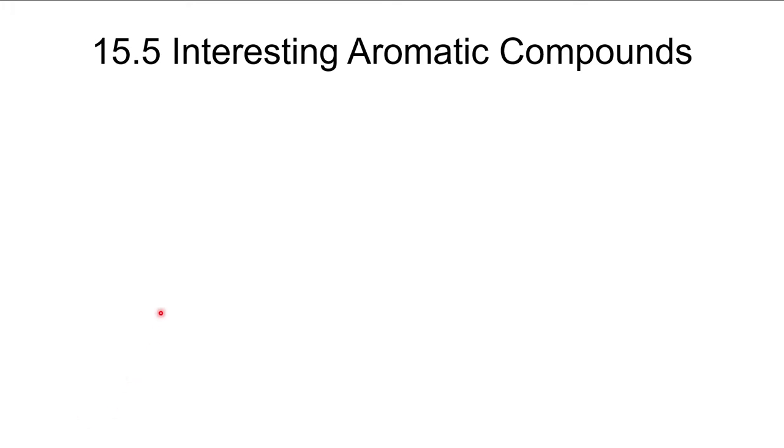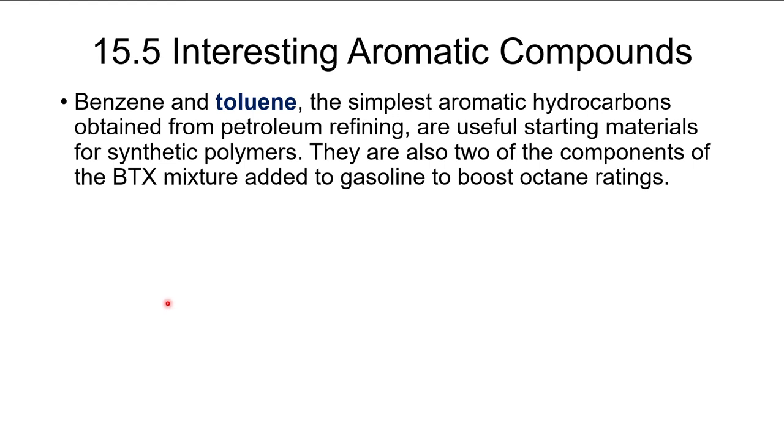In this section, we're going to look at some interesting aromatic compounds. We'll start with benzene and toluene. Both are useful organic solvents. They're both derived from petroleum products, and they are both starting materials for any number of organic reactions. And so here is benzene, there is toluene. As I mentioned, they're both very commonly used solvents.